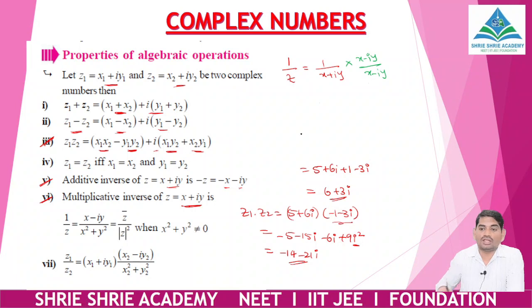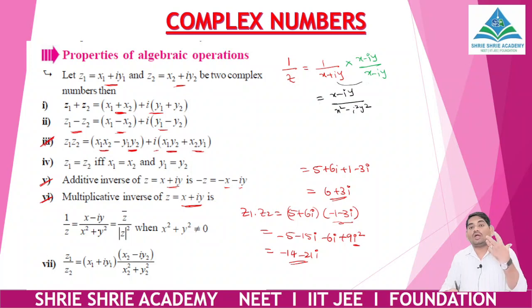what we get is: the numerator is x minus iota y as such, and the denominator is in the form of a plus b into a minus b. If we multiply this, we get x square minus iota square y square. What is the value of iota square? Iota square value is minus 1. So finally we get x minus iota y whole divided by x square plus y square. So z is equal to x plus iota y is any complex number.